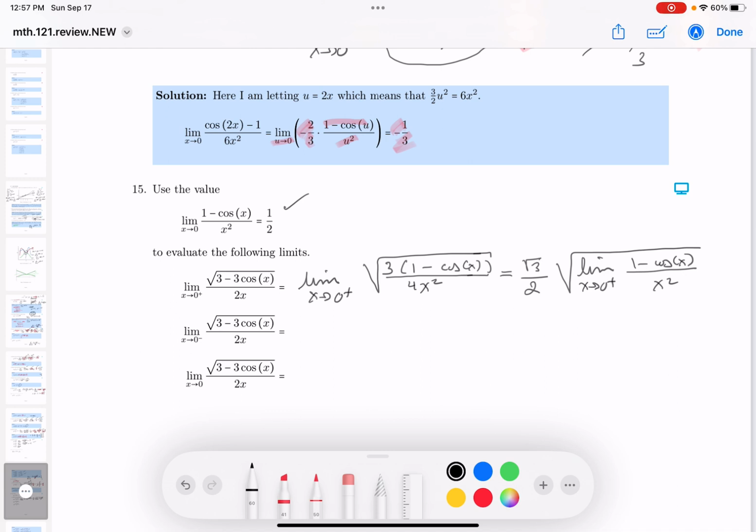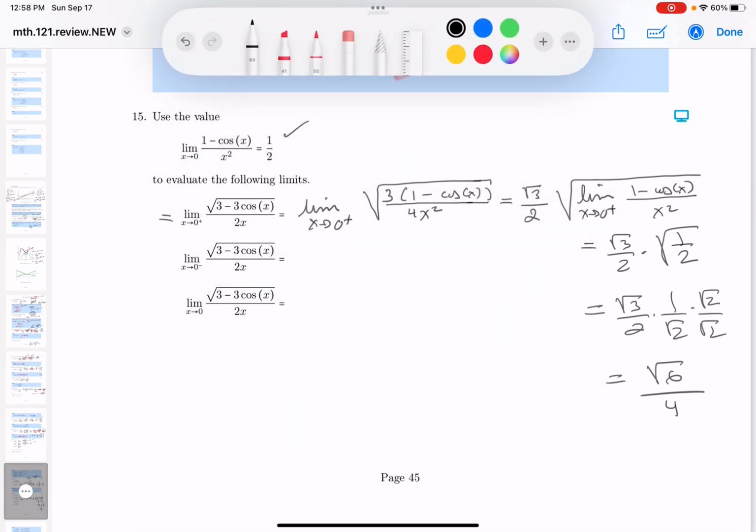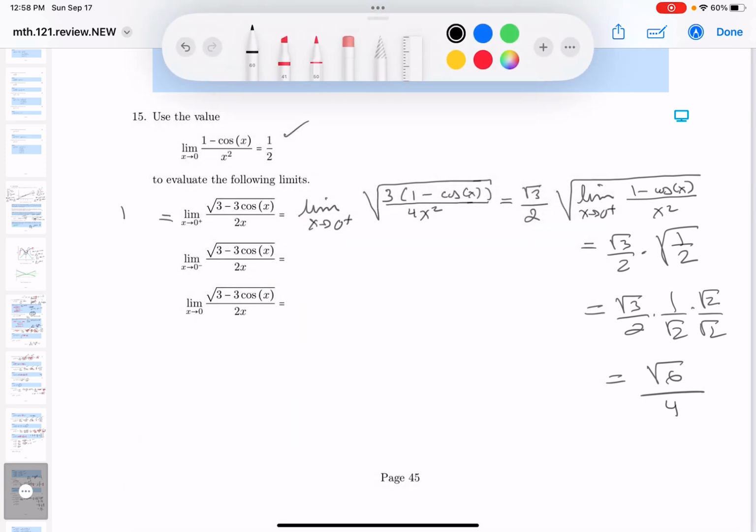So let me write that down for you. So this guy here, I'm going to be careful about it, is equal to root 3 over 2 times the square root of 1 over 2. Let me just continue to simplify that. I see root 3, I see 2, I see 1, I see root 2. I can multiply top and bottom by root 2. All right? What do you get there? You get root 6 on top, and on bottom you can get 4. So I'm going to say this limit over here is going to be root 6 over 4. All right, I think I'm done with that.